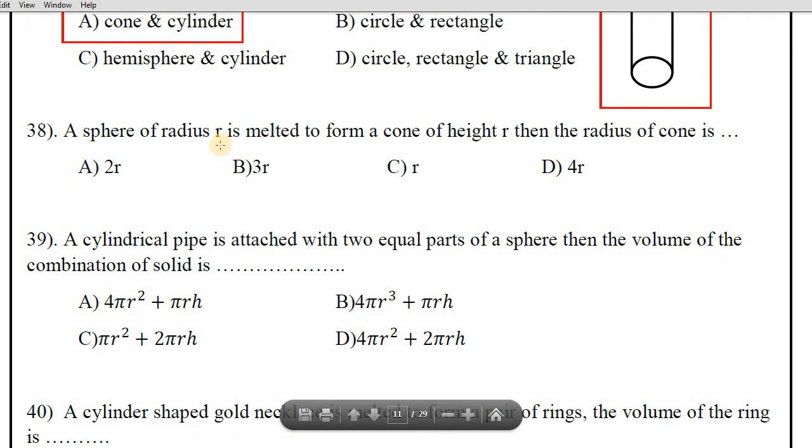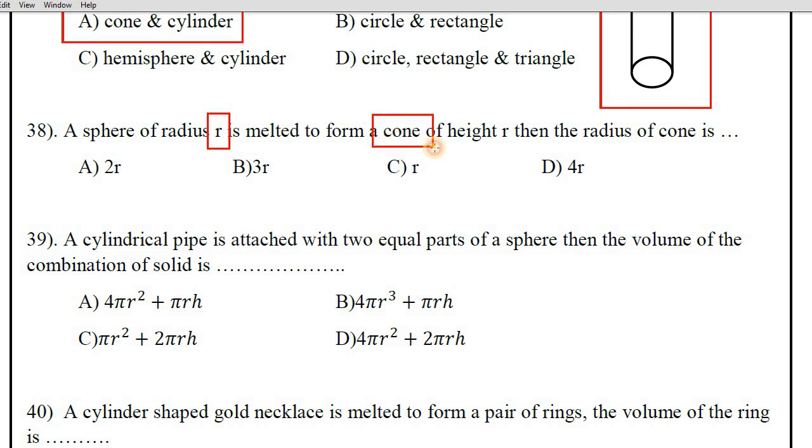Next, children, a sphere of radius r is melted to form a cone. So here conversion of a sphere to a cone is taking place. So volume never changes. Height r. Actually this has to be h, children, not r. Then the radius of the cone is. So use the formula 4 by 3 pi r cube is equal to 1 by 3 pi r square h, and simplify. You will get option D, 4r.